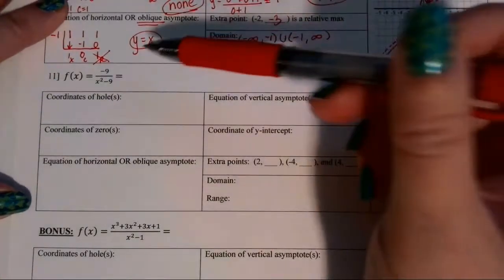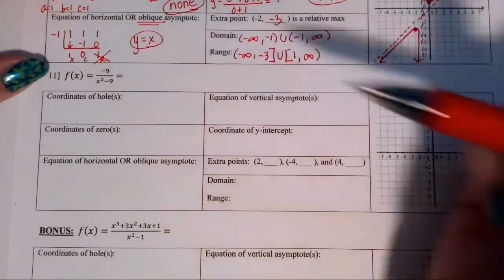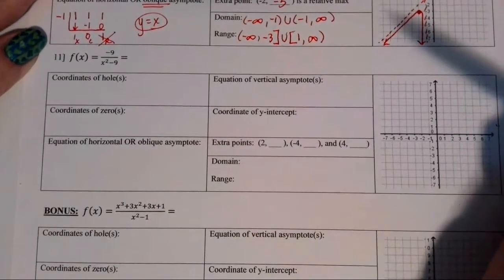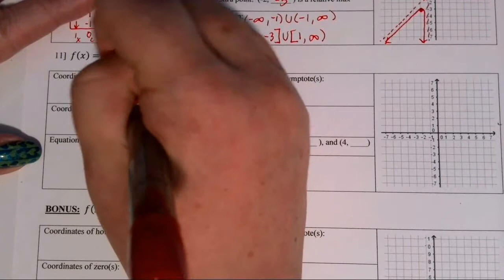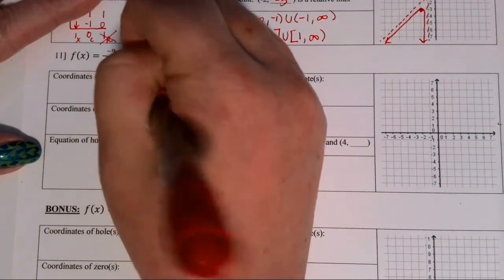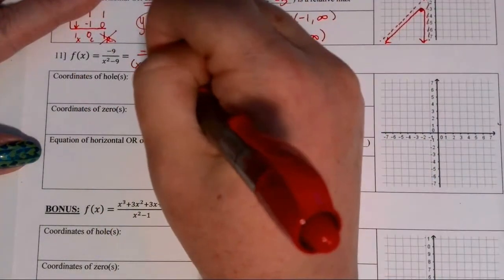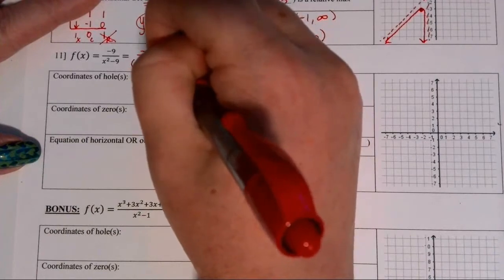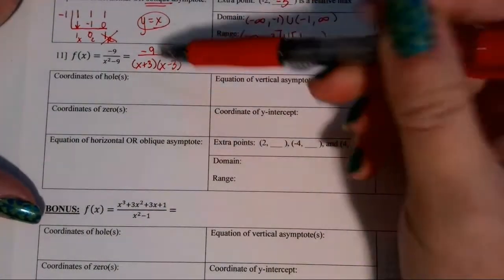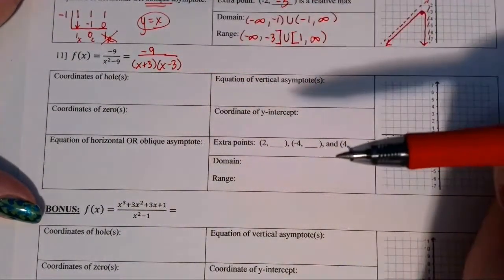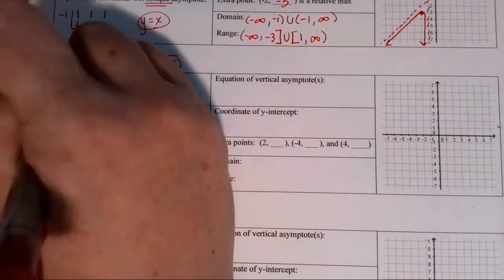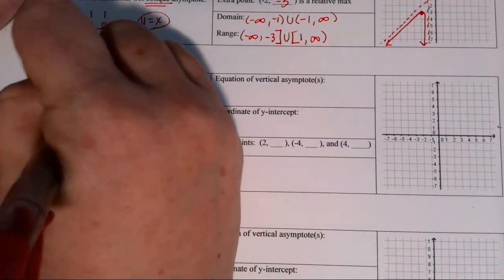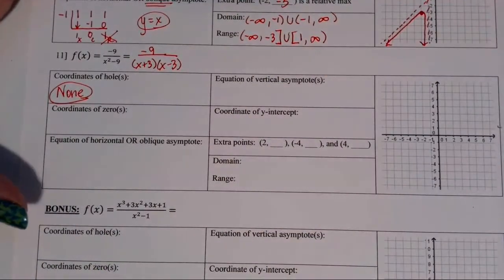In number 11, the denominator of this rational function is a difference of perfect squares, and so that will factor as x plus 3 times the quantity x minus 3. The numerator is just a constant, -9, so there are no factors that cancel, which tells us that there are no holes in this graph.